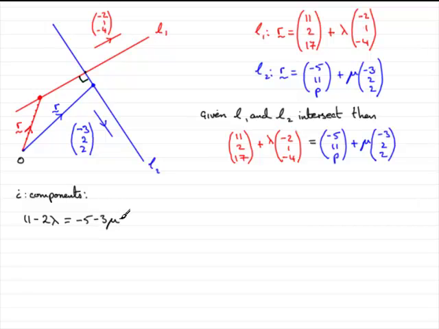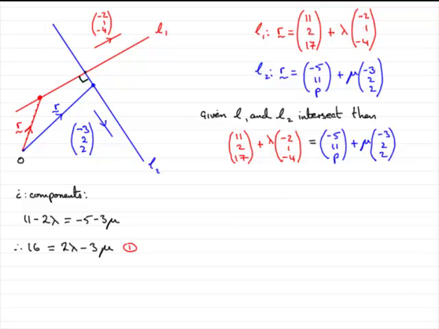So that's the i components, and if we rearrange this, say add 5 to both sides, we have 16, and if we add 2 lambda to the other side, we get 2 lambda minus 3 mu. Now we can't solve this because we've got two unknowns, lambda and mu, in the same equation. So let's number this equation 1.